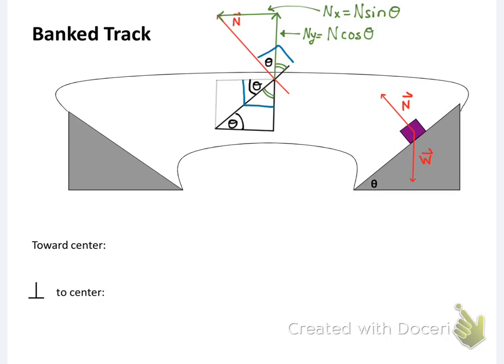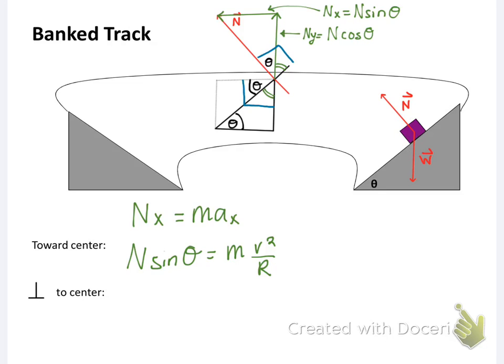Now we want to break up the forces and the accelerations into the x and the y directions. So we know that when we're dealing with the x direction, we are dealing with the centripetal force, which in this case is the x component of the normal force, which we said was equal to n sine theta. And we also know that the centripetal acceleration is equal to v squared over r. So this is Newton's second law applied just in the x direction.